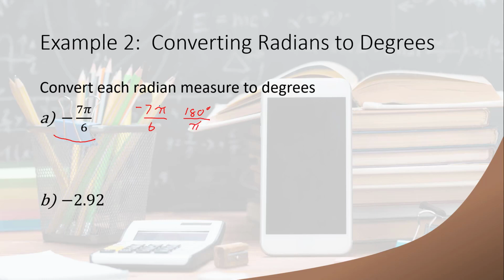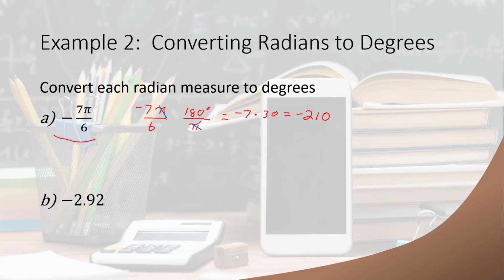As you would expect, the pi's cancel. 6 actually is a factor of 180. So we can rewrite this as 180 divided by 6, which happens to be 30. So this becomes negative 7 times 30, which will give us negative 210.